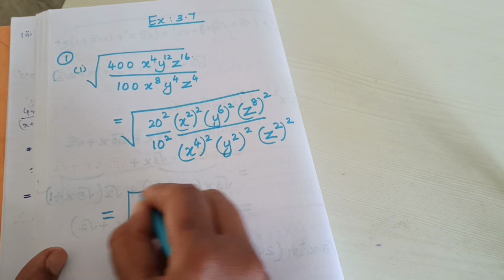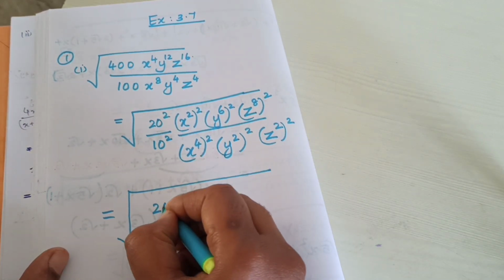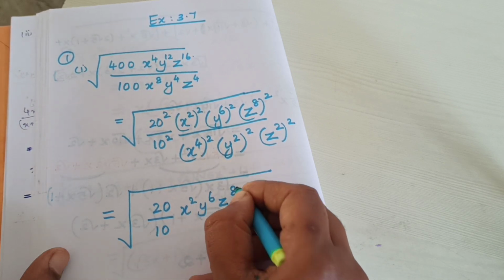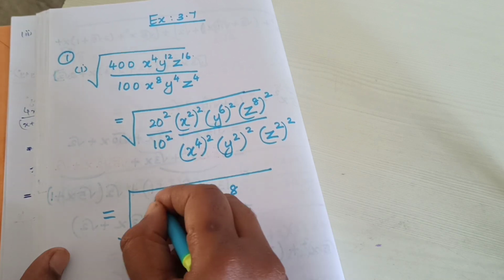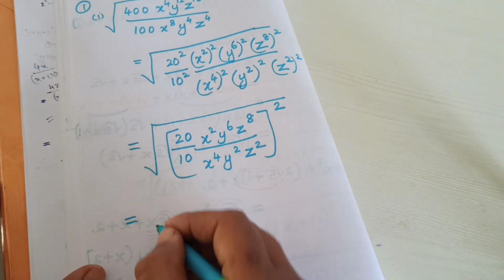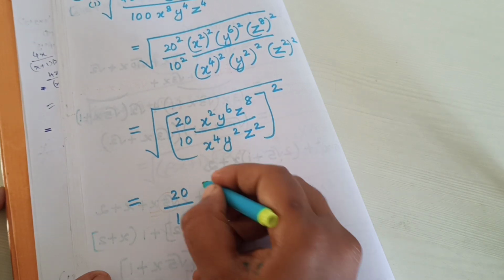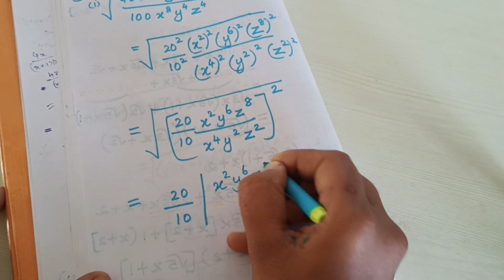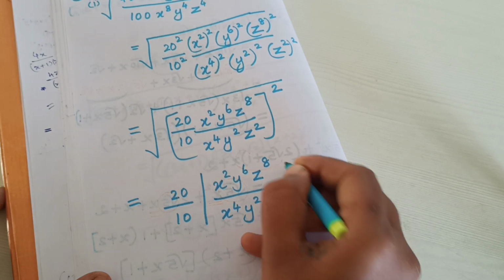Which is equal to the square root of, except all the power 2 terms, write the remaining terms: 20 by 10 x square y power 6 z power 8 by x power 4 y square z square, the whole square. Now the square and root get cancelled and the numbers you can take outside, 20 by 10. Variables you need to write inside the modulus value. So x square y power 6 z power 8 by x power 4 y square z square.